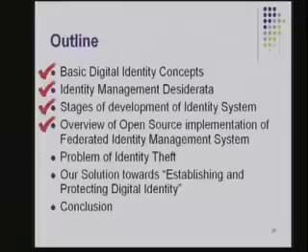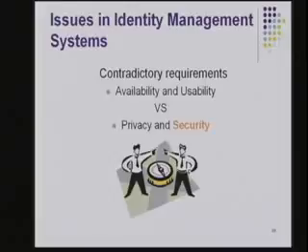Now, having done the basics of identity management systems, I would now like to go into one of the main security problems in any identity management system. One of the main reasons why security problems exist is because of contradictory requirements. On one hand, you need availability and usability. You want this information to be shared so that you don't have to keep on giving the same information everywhere, and to be able to easily access services. But at the same time, you want privacy and security. You don't want the wrong people to get this information.